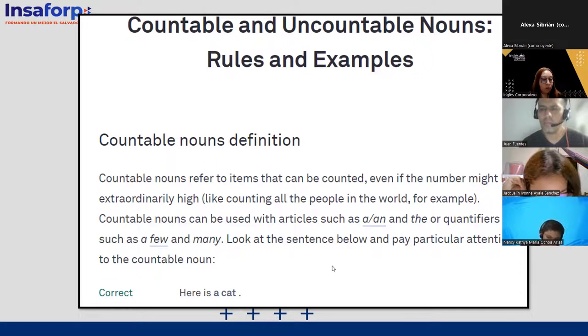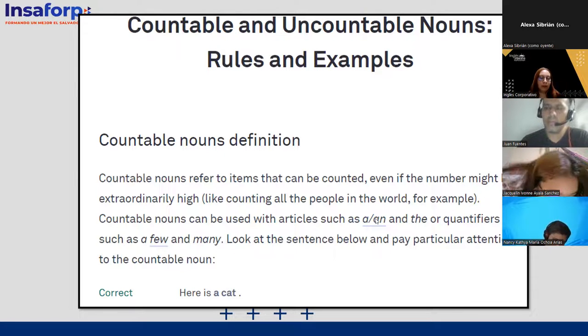O si tengo muchos o varios y son contables, ocupo many, por ejemplo, right? Por ejemplo, puedo decir I have many friends. Tengo muchos amigos, o tengo bastantes amigos. I have many friends. O les puedo decir, I have many dollars in my pocket. Vuelvo y repito, no dije dinero, no dije money, dije dollars, okay? I have many dollars.